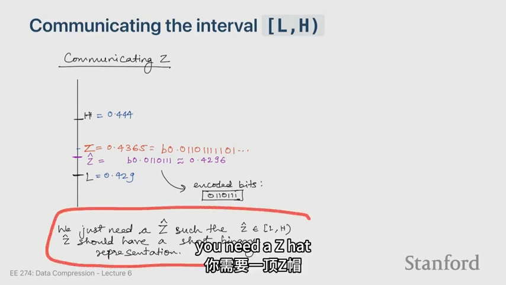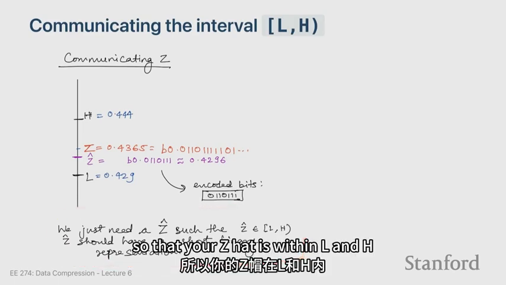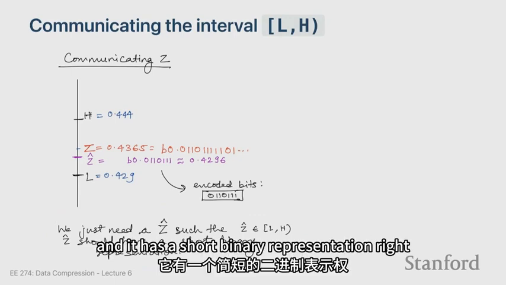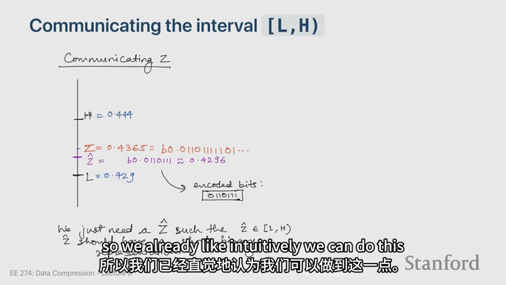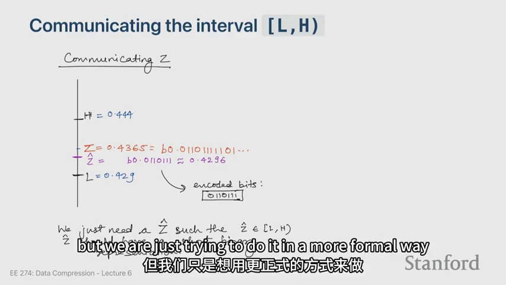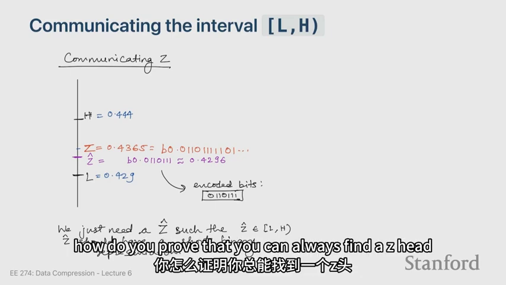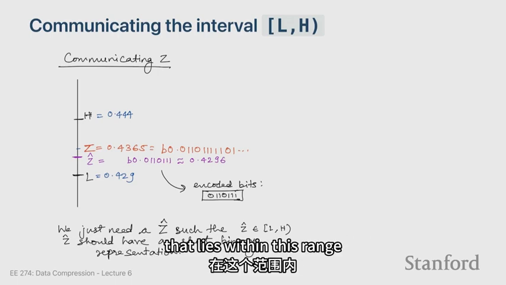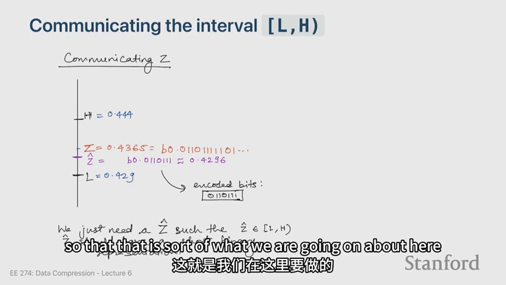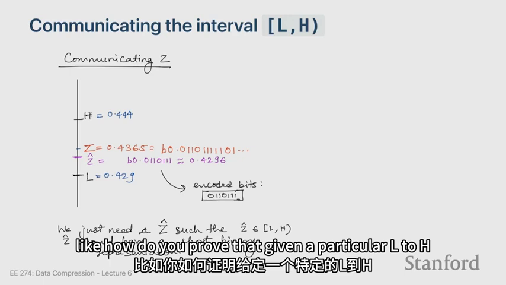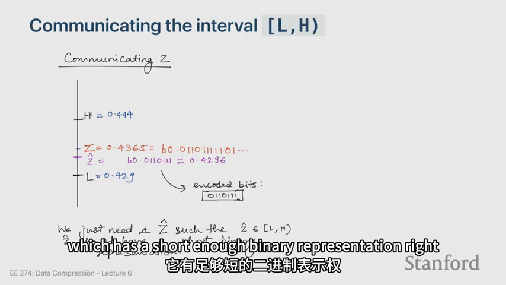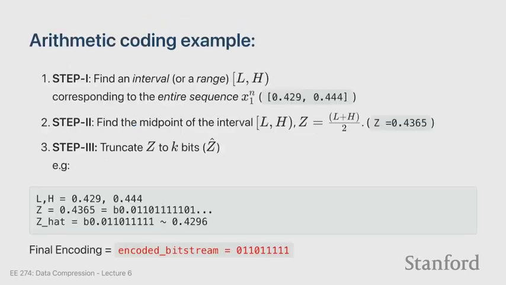you need a Z hat such that your Z hat is within L and H and it has a short binary representation, right? Intuitively we can already do this, but we are just trying to do it in a more formal way. How do you prove that, given a particular L to H, you can always find some Z hat which has a short enough binary representation and lies within this range?